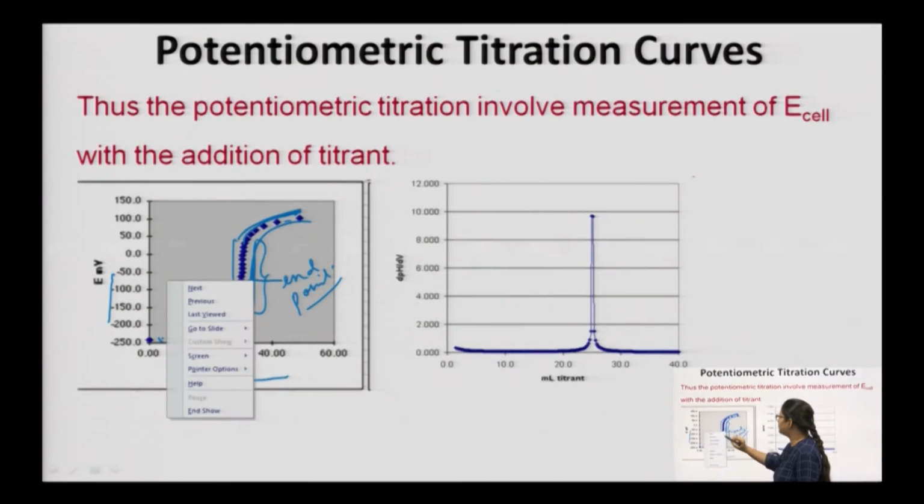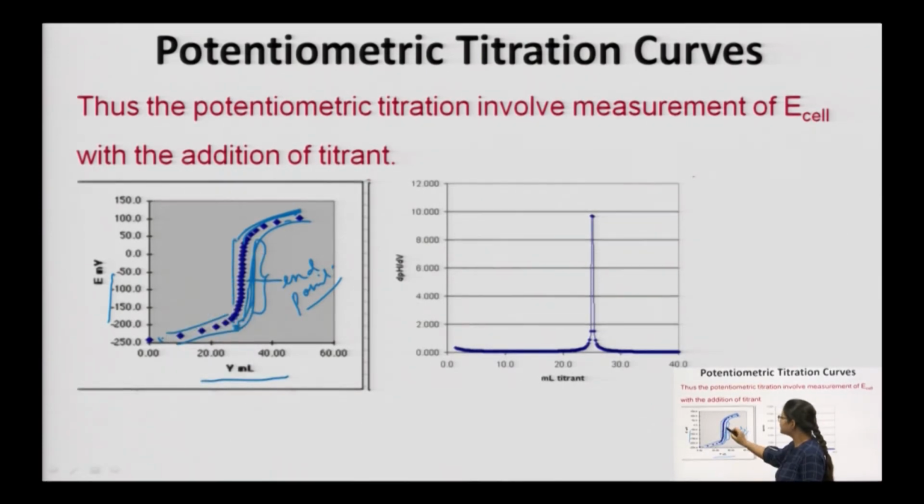This is the end point, after which the graph again becomes steep. So, overall you will get a sigmoid or S-shaped graph, and this is the point where the end point comes. Okay. So, this is all about the potentiometric titration curve.